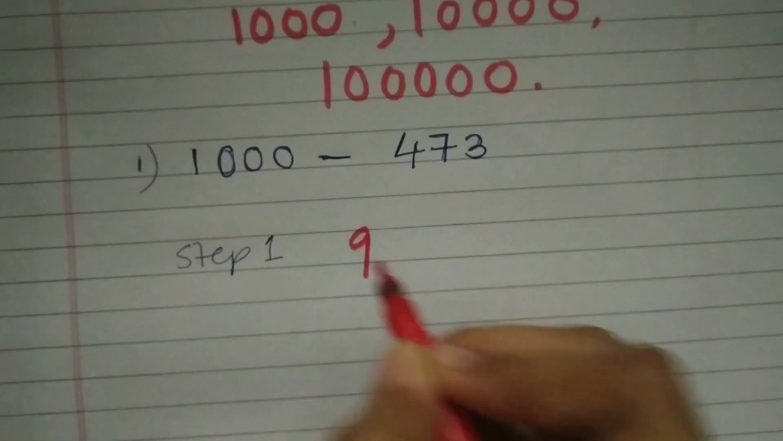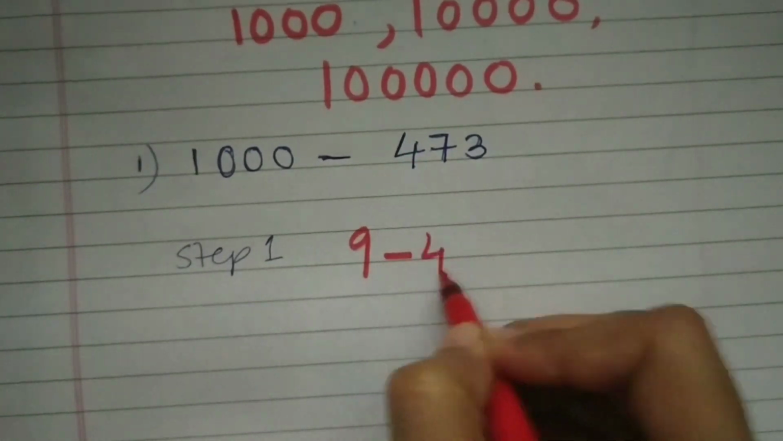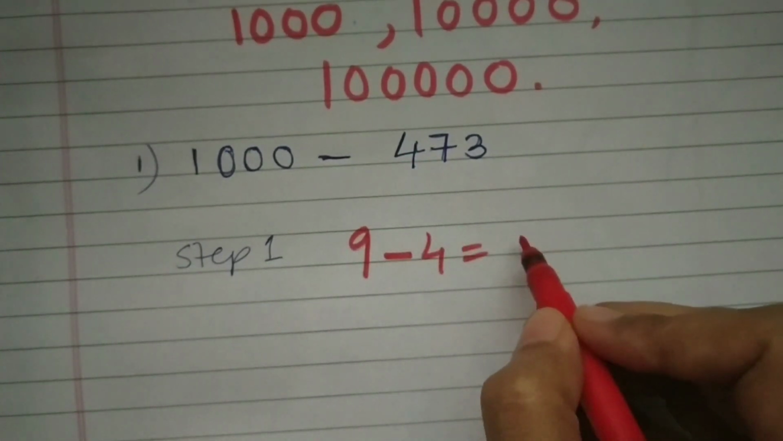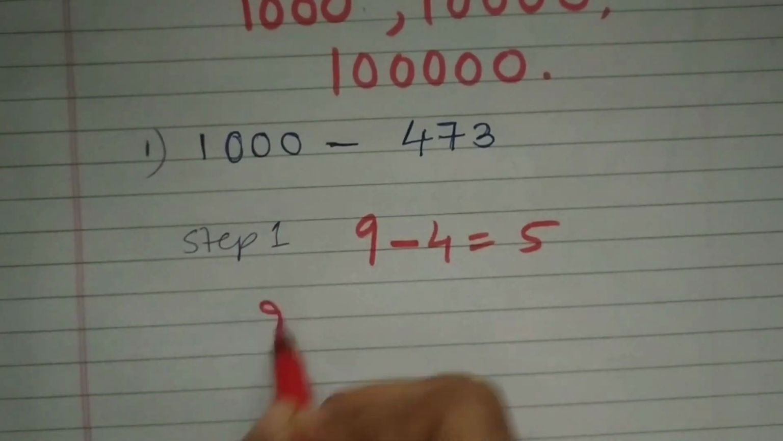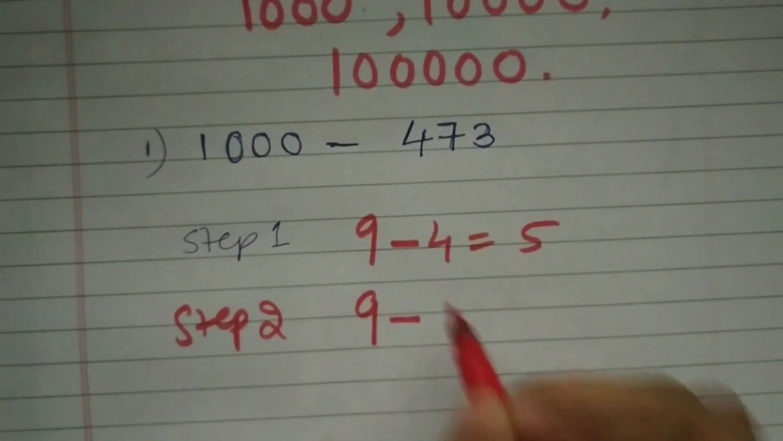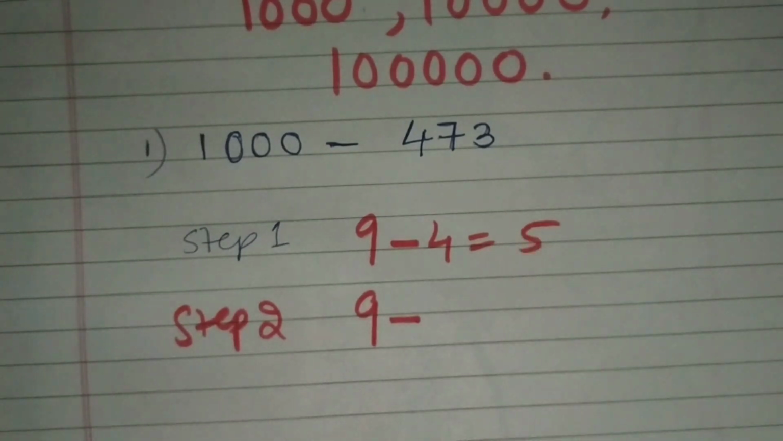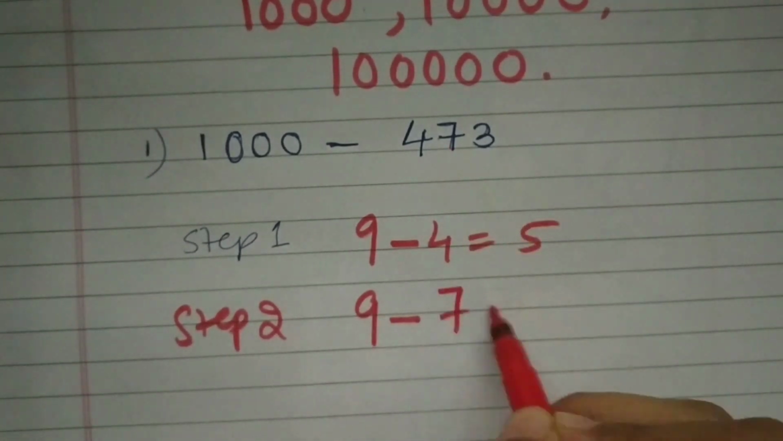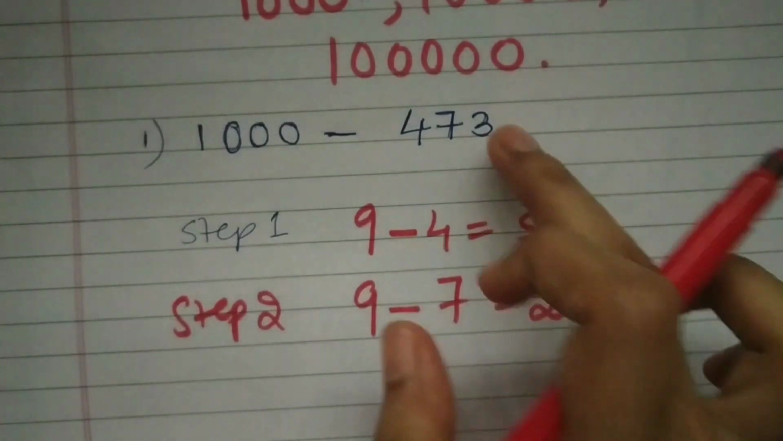So firstly, 9 minus the first digit. Can you immediately tell me? 9 minus 4 is 5. Step 2: what is the second digit? 7. You have to always subtract all the digits from 9. So 9 minus 7. What is the answer? 2.